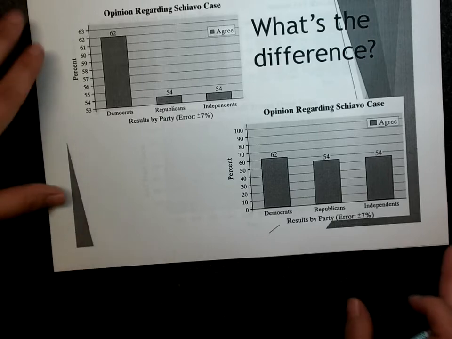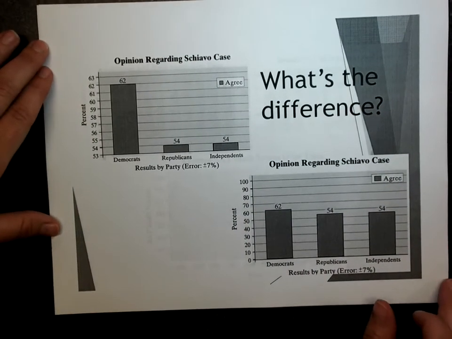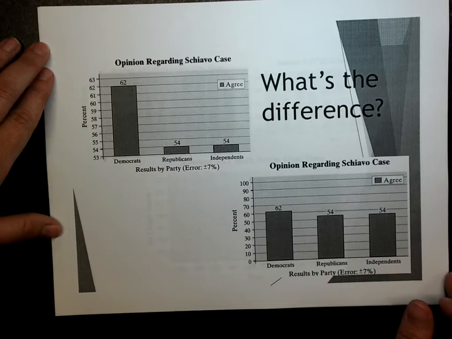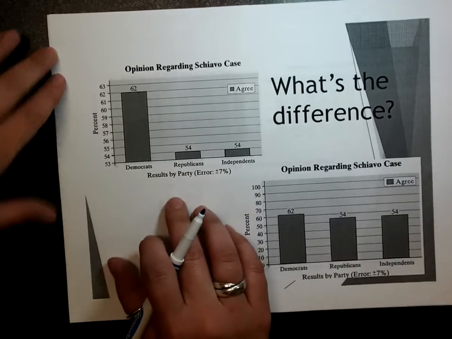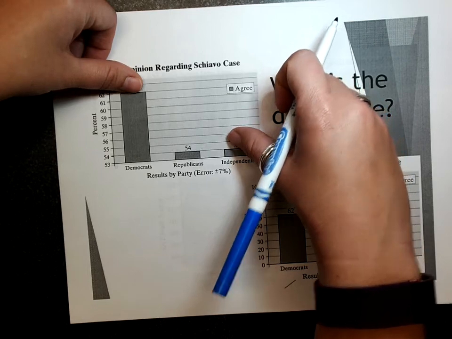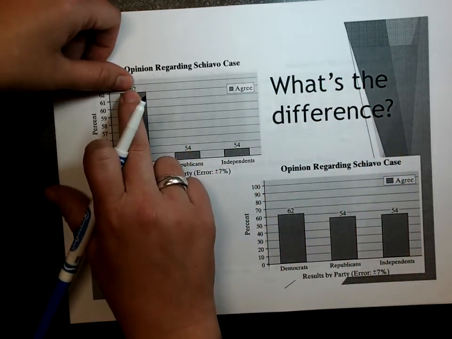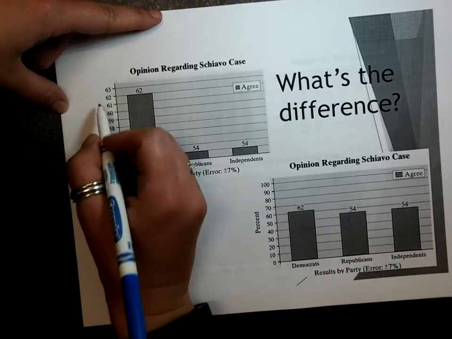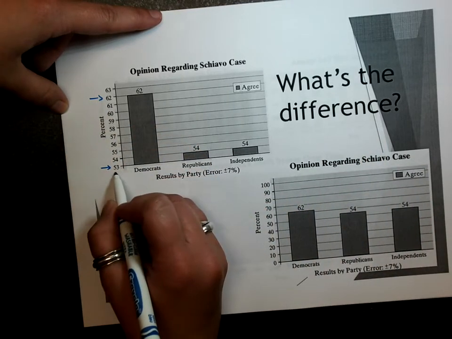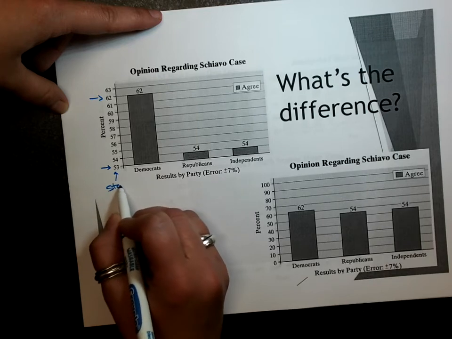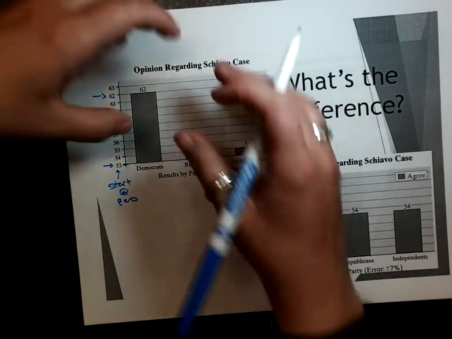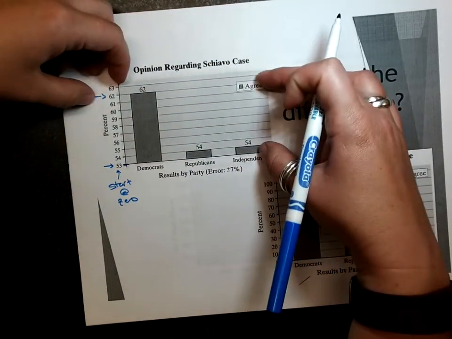Here's another one. Let's glance over that. We have different political parties and their opinion regarding a certain court case. If you just look at the bars and you don't look at the numbers, it looks like Democrats are much more agreed than the others. However, if you look at the scale here, they did not start at 0. Typically we start at 0, and they started at 53. They zoomed in on just those values.